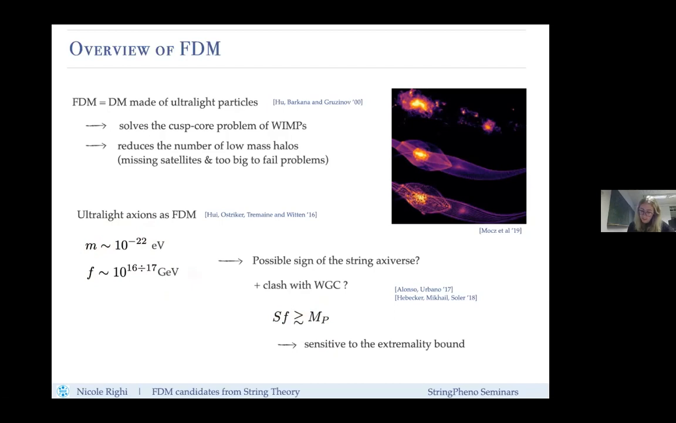However, we will phrase this in another way, in the sense that the particle which is responsible for the fuzzy dark matter is actually highly sensitive to the extremality bound entering the weak gravity conjecture. This is very interesting because this means that studying something that we could actually see via experiments could also give us some hints about the underlying theory of quantum gravity. And this is what got us really interested in this business.